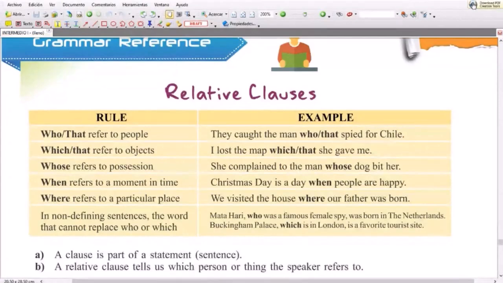Tell me any word here, any vocabulary or any question in those examples. They cuffed the man who spied for Chile. I lost the map.